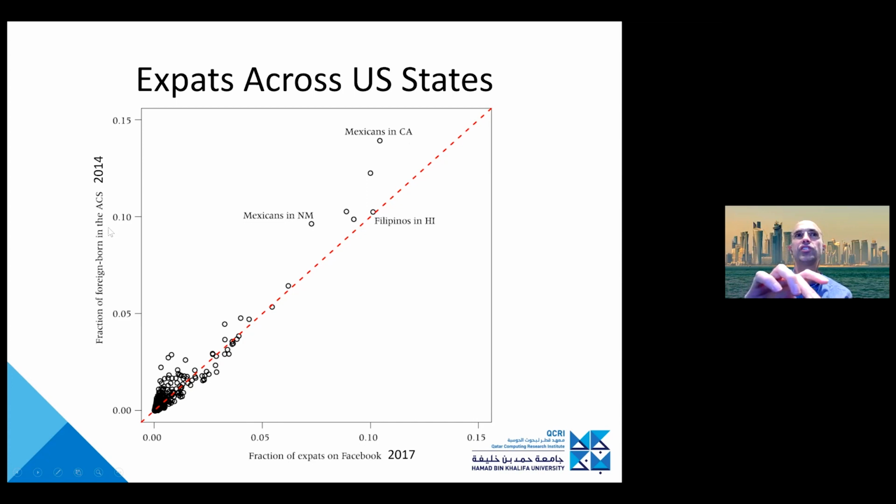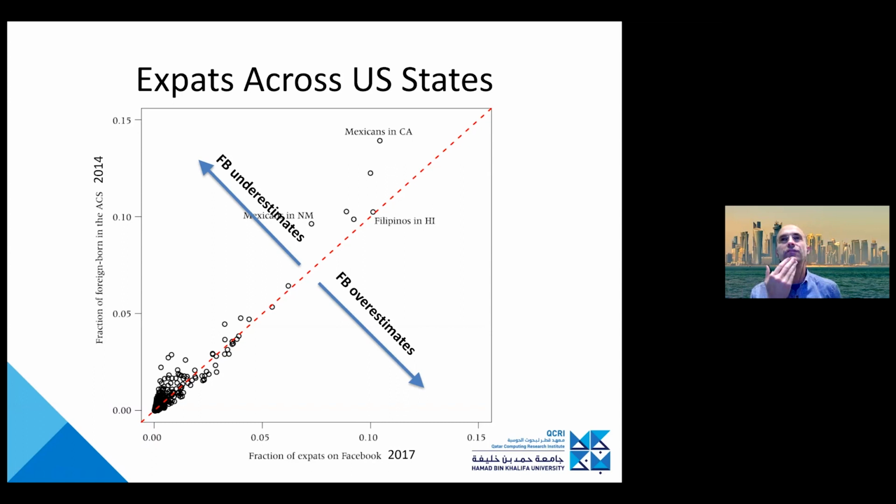And so according to these official statistics, about 14% of the population in California was born in Mexico. If you look at Facebook, about 10% of Facebook users living in California in 2017 lived in Mexico, according to Facebook, right? And so this is the area where Facebook underestimates, right? So here official statistics give a higher estimate than Facebook, and this is the area where Facebook overestimates, right?